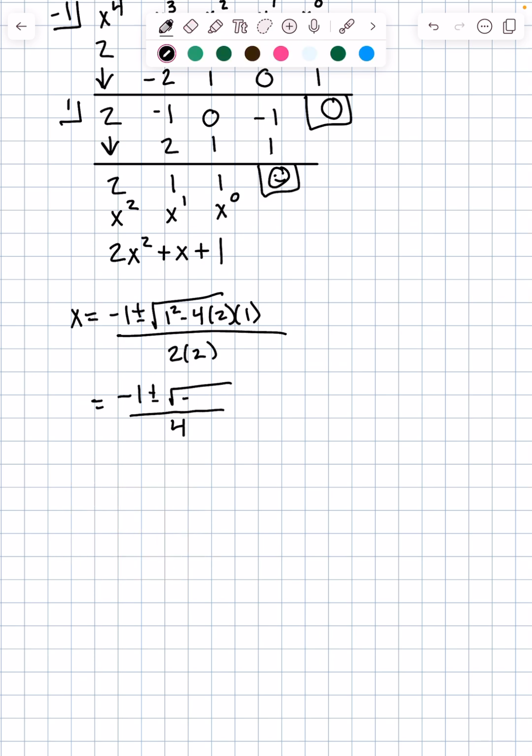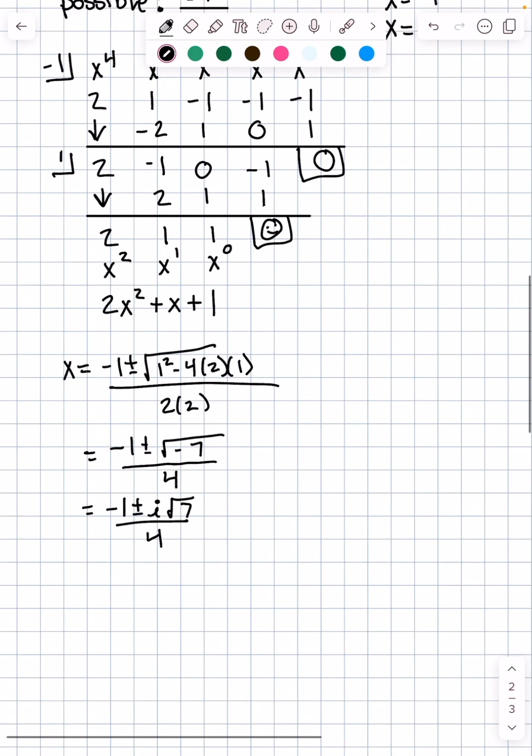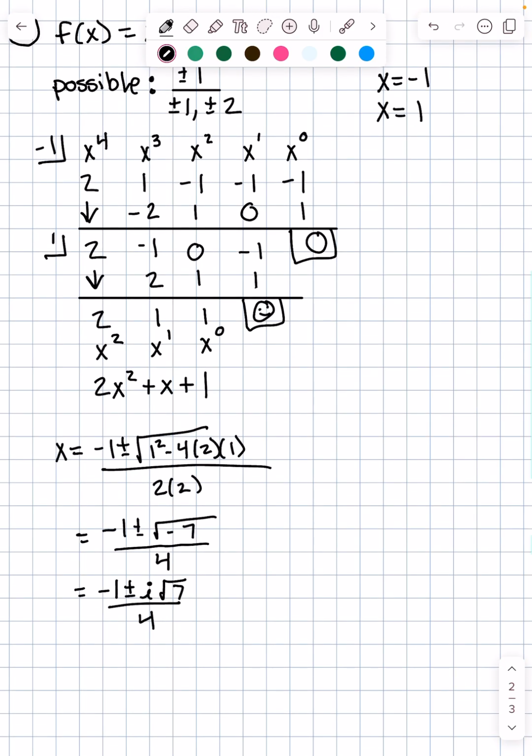This should just be a -7. So then all we would have to do here is pull out an i. So -1 plus or minus i root 7 divided by 4. Okay, sorry about that. So these would be our last two solutions because remember that plus or minus makes it 2 solutions. So my last 2 solutions for x are x is equal to -1 plus or minus i root 7 divided by 4.